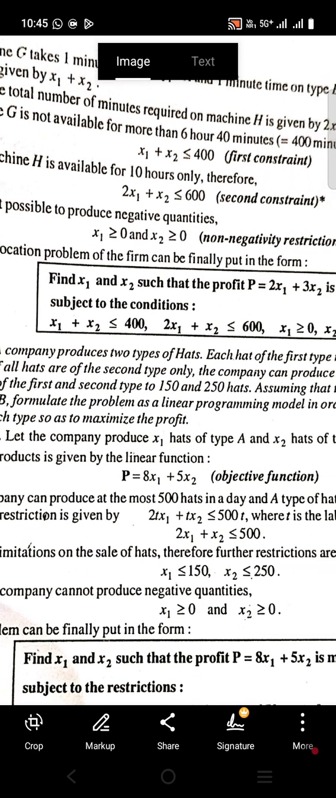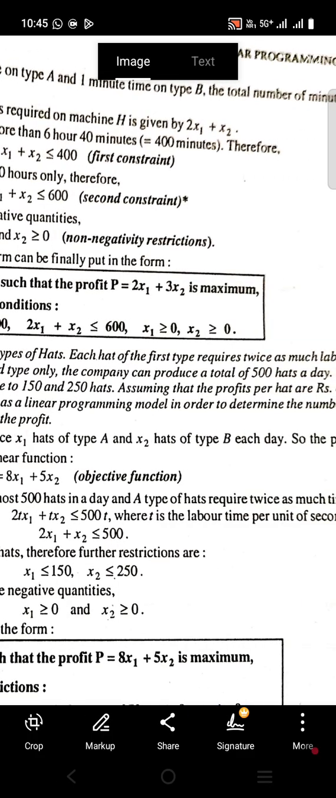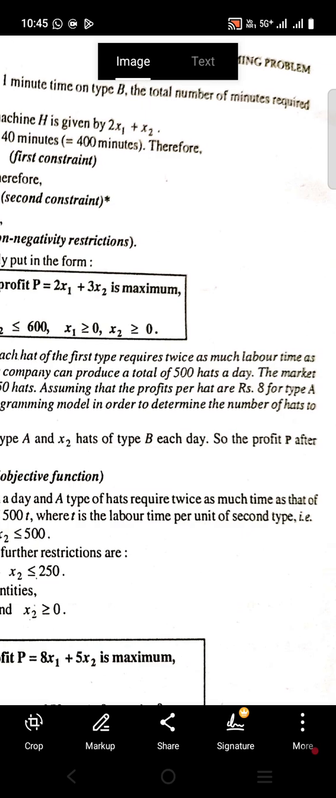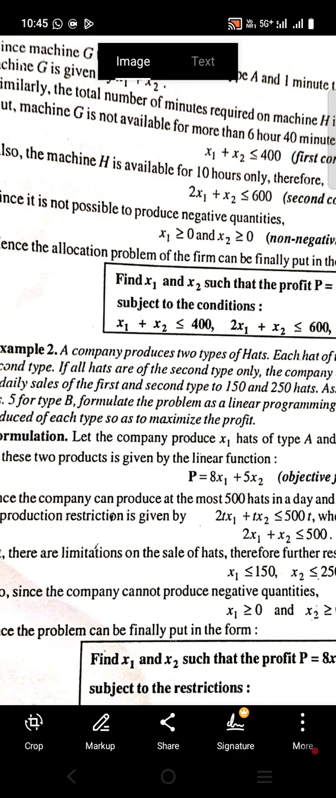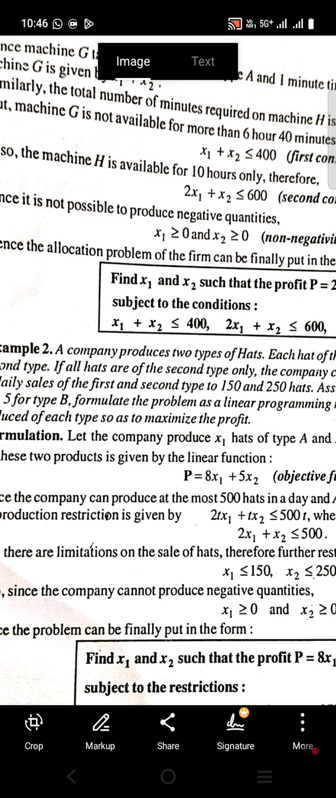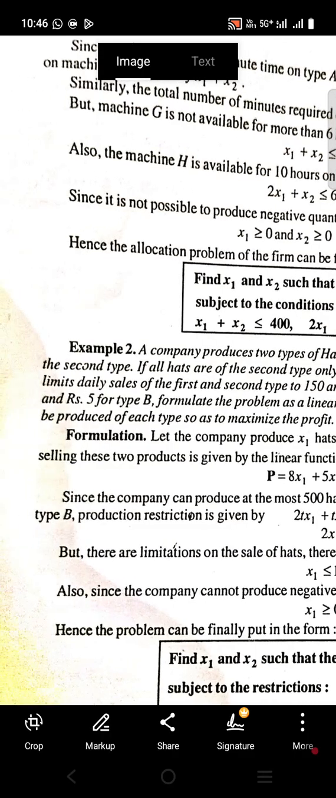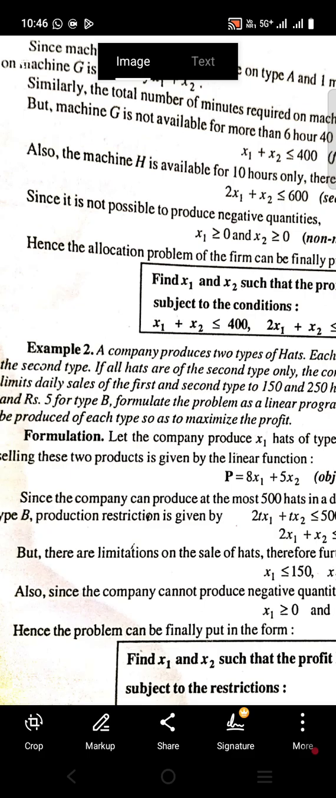Formulate the problem as a linear programming model in order to determine the number of hats to be produced of each type so as to maximize the profit. That is, the company produces two types of hats and wants to maximize profit, and therefore the problem is one of maximization, and we formulate the linear programming problem. That is the formulation.